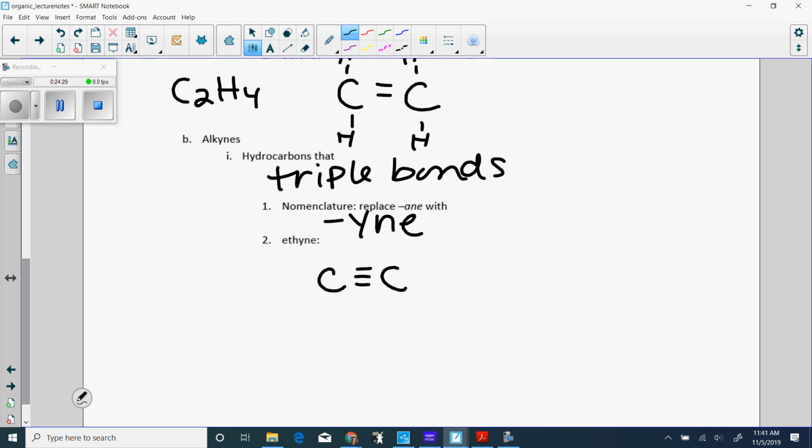But each carbon still only gets 4 bonds. So that means there's only 2 hydrogens now altogether. How do I know? I draw it and I count them, which is what the AP test is. Draw it and count it.